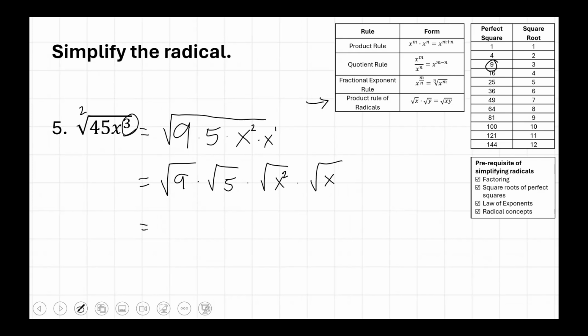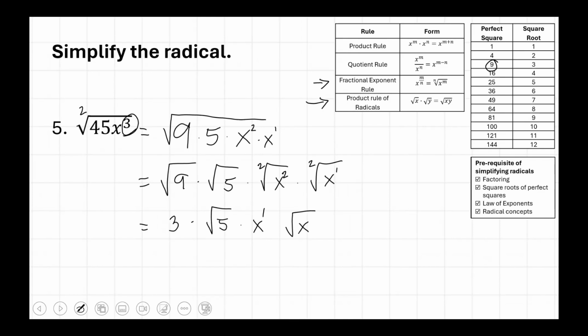And here, we know that square root of 9 is 3, times square root of 5, times the square root of x squared is just 2 divided by 2, the index. So exponent divided by the index, using your fractional exponent rule again. So that will give us x raised to 1. Then we have exponent of 1, index of 2. Since we cannot divide it anymore, it stays inside your radical.